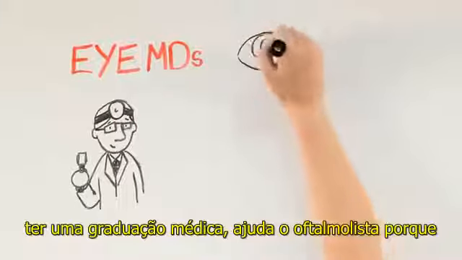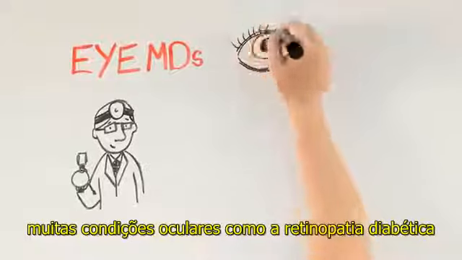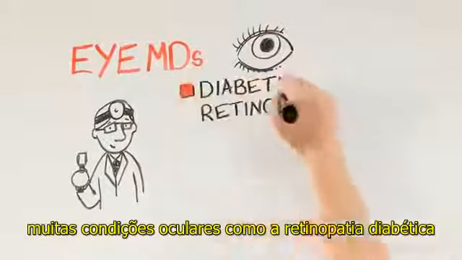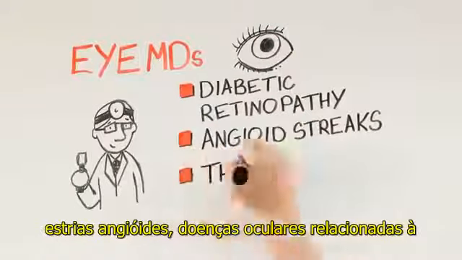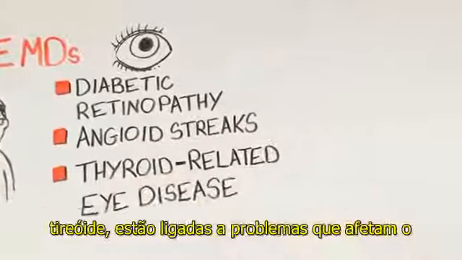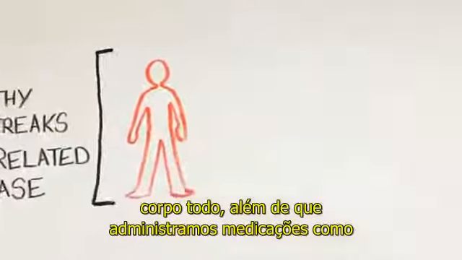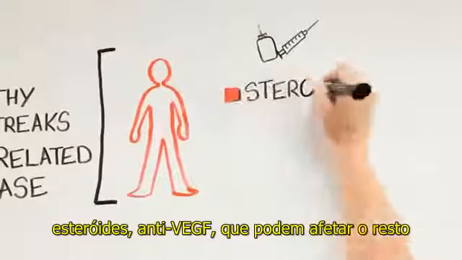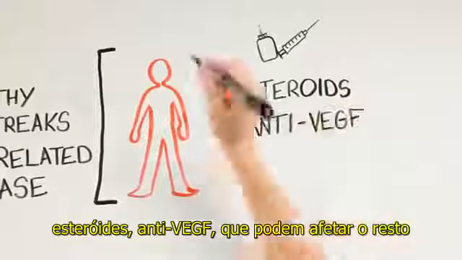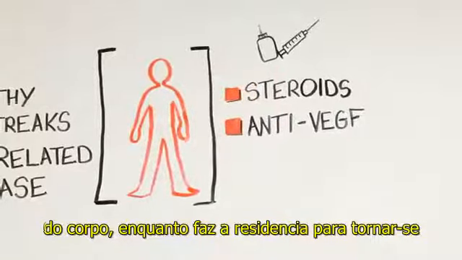Having a medical degree helps an ophthalmologist because many eye conditions like diabetic retinopathy, angioid streaks, and thyroid-related eye disease are linked to problems that affect the whole body. Additionally, we use medications like steroids and anti-VEGF treatments that can affect the rest of the body.